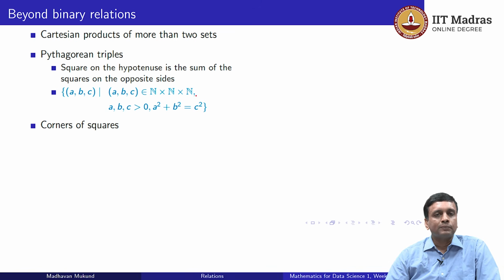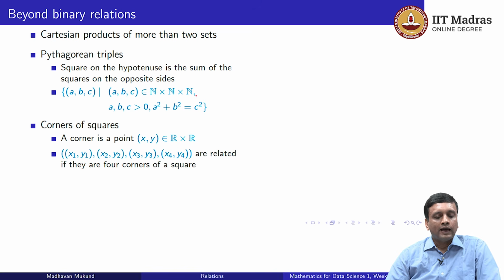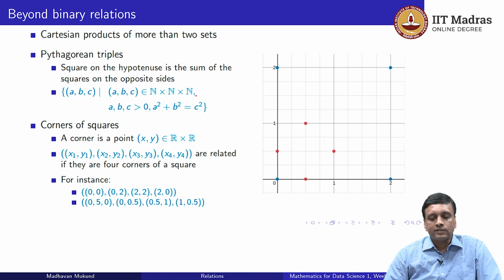Here is another example. Suppose we look at squares on the plane, squares with real corners. So a corner is a point x comma y which is in R cross R. So we define the x coordinate and the y coordinate that defines the corner of a square. And we want 4 corners which together form a square if we connect them by lines. So for instance, if you look on the right, the 4 blue dots correspond to a square which is cornered at 0, 0, 0, 2, 2, 0 and 2, 2.